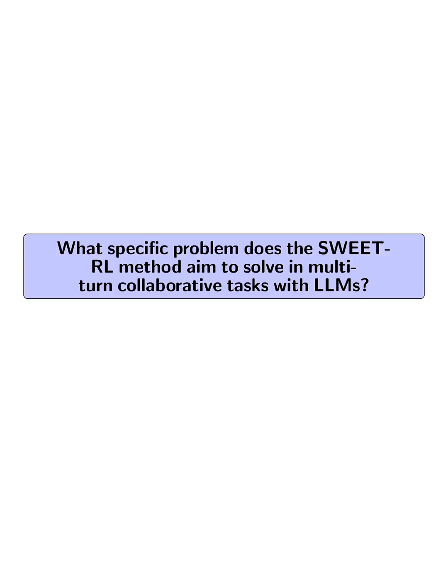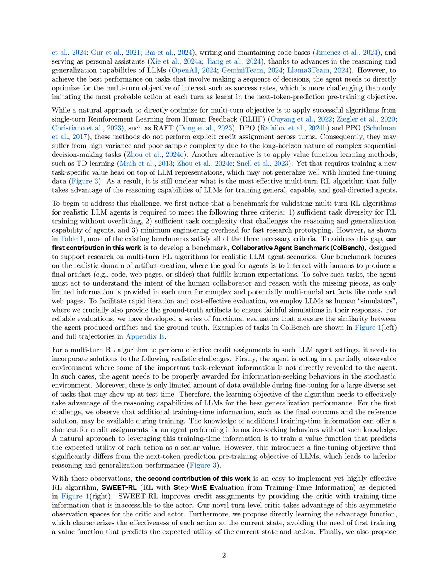What specific problem does the SuiteRL method aim to solve in multi-turn collaborative tasks with LLMs? The SuiteRL method aims to address the challenge of effective credit assignment in multi-turn collaborative tasks involving large language models, LLMs. Traditional reinforcement learning methods struggle with high variance and poor sample efficiency in long-horizon decision-making, particularly in partially observable environments where important information is hidden.